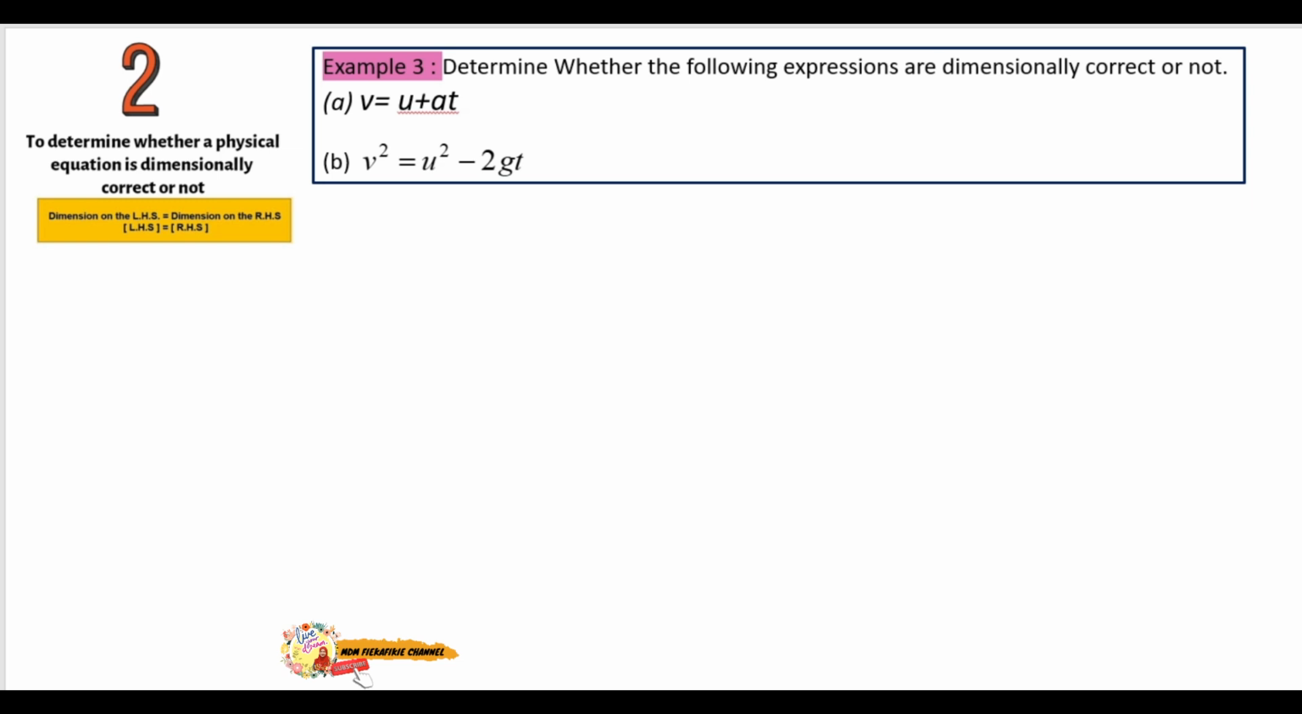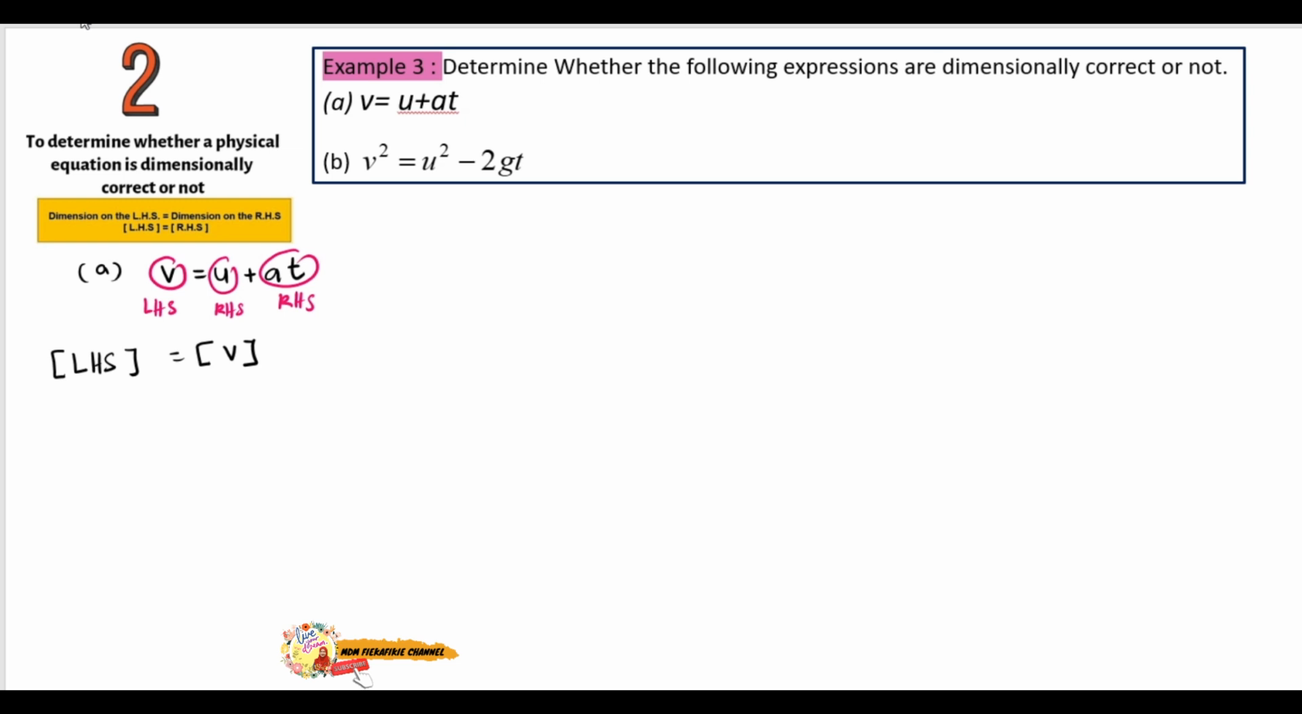Look at the first equation: V is equal to U plus AT. Now we want to determine whether the following expressions are dimensionally correct or not. Let's start with A, where V is equal to U plus AT. We consider this as the left hand side, and this as the right hand side. Let's start with the left hand side first.